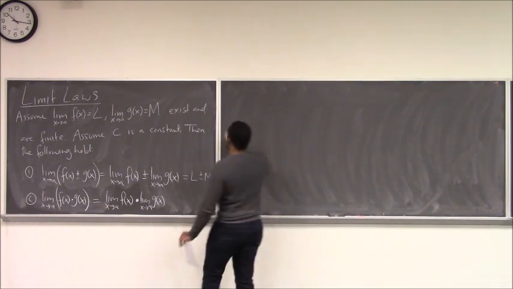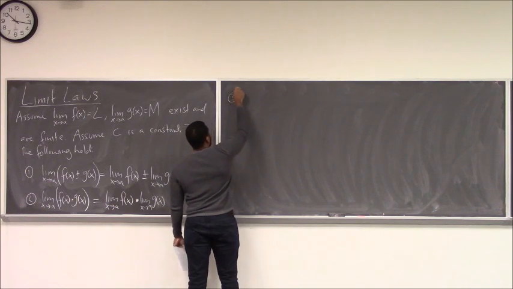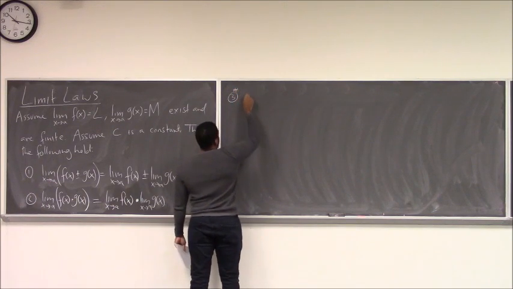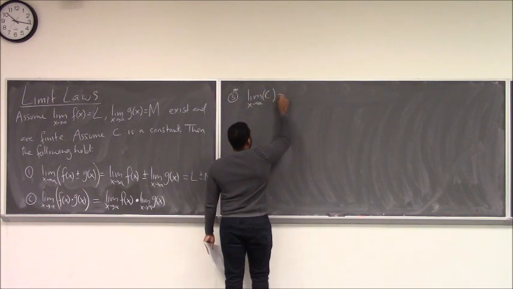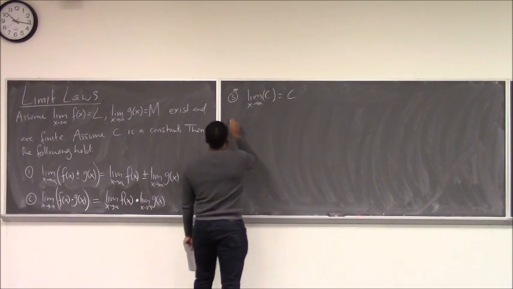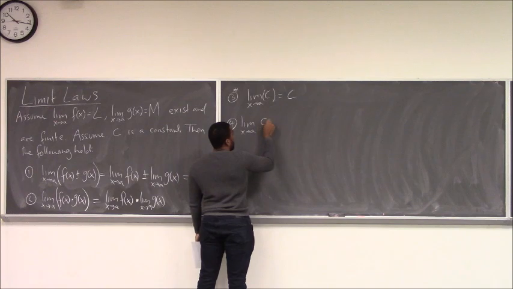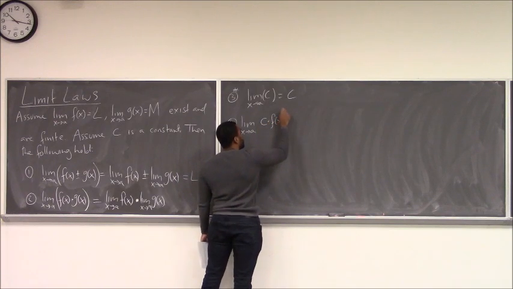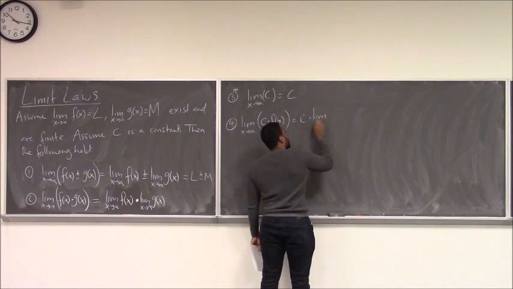I believe we mentioned this already, but let me just mention it here to make sure. The limit as x approaches a of a constant is just a constant. We did a few examples there. You should also know that with limits, you can factor constants out. So if you have a constant times a function, this is the same as the constant times the limit of the function.